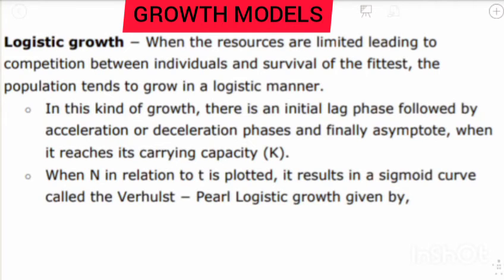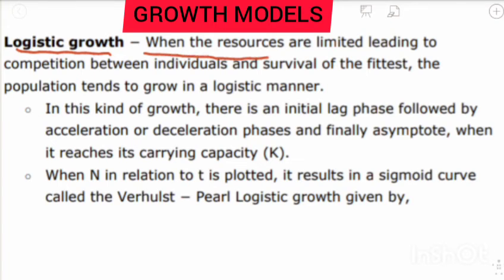The most important growth model is logistic growth. What happens in logistic growth? As we have learned, in exponential growth the resources are unlimited, and the population grows in an exponential pattern. In the opposite way, in logistic growth the resources are very limited, so the growth decreases and the population grows in a logistic manner. This is known as logistic growth.